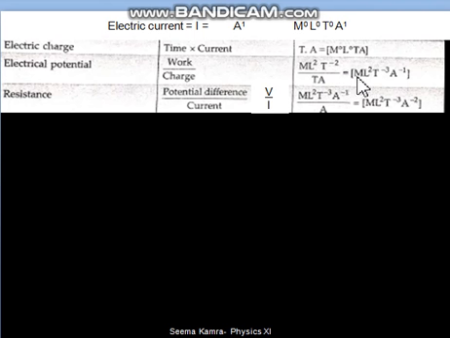M power 1 is appearing, L power 2, and for T power there are 2 T's. So this T will shift to the numerator side with power minus 1. So finally the power will become minus 3 of time. So T power minus 3. And A is alone, it will be shifted to the numerator, it will become A power minus 1. So this is the answer for the dimensional formula of voltage. So M^1 L^2 T^-3 A^-1.